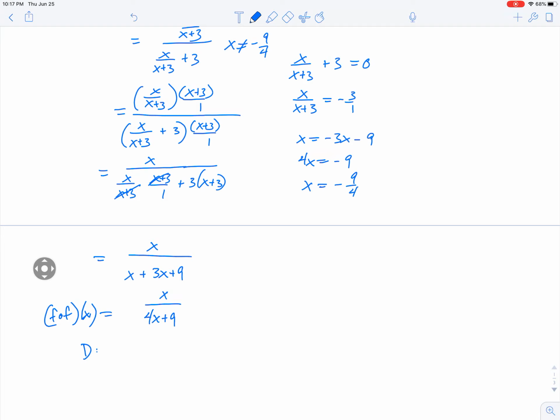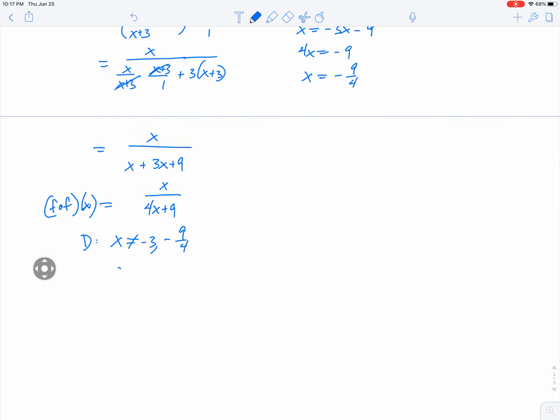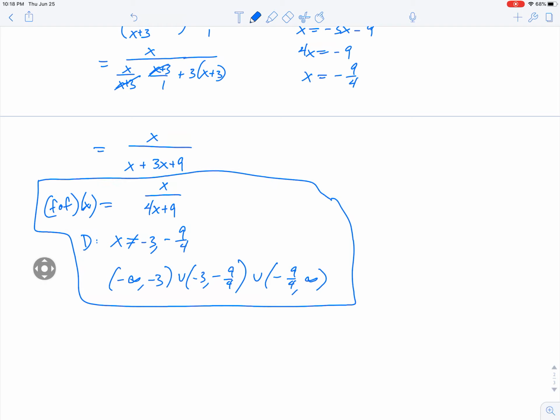And for my domain, we said that x cannot be negative 3 or negative 9/4. You can write that in interval notation as negative infinity to negative 3, union negative 3 to negative 9/4, union negative 9/4 to infinity. So this would be my answer: the function together with the domain, however you want to write that.